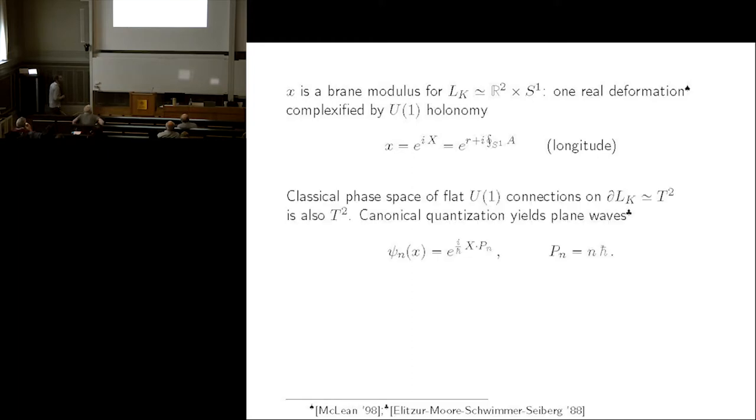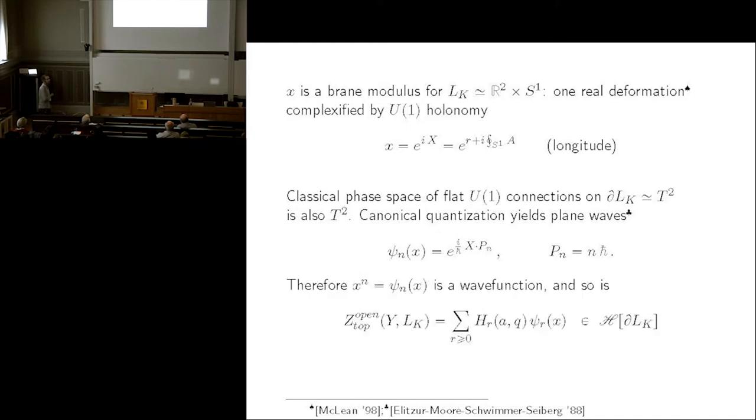Then we want to study configurations of the brane. And so we're going to consider the phase space of flat connections on L_K, which is the phase space of flat connections on its boundary. The boundary is a torus, so the phase space is a torus. It's easy to quantize tori. Space is compact, so you get plane waves with quantized momentum in units of h-bar. And if you stare at these plane waves for a second, you realize that these are precisely the monomials x to the n that appear in the generating function of HOMFLY-PT polynomials.